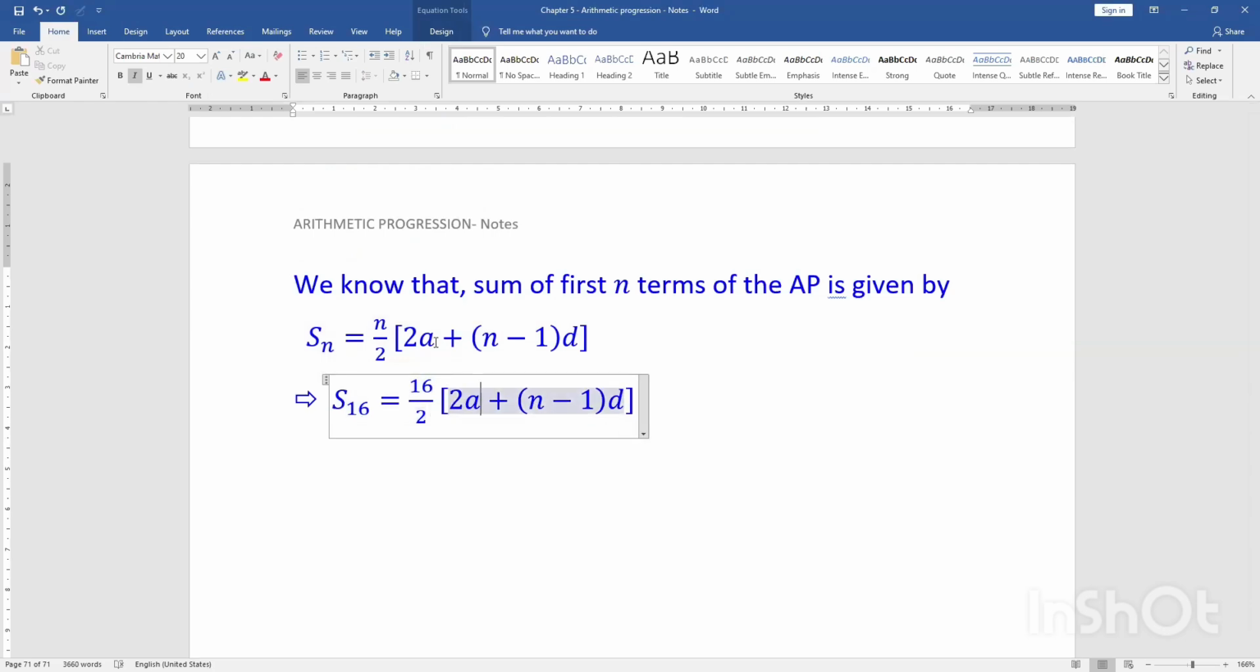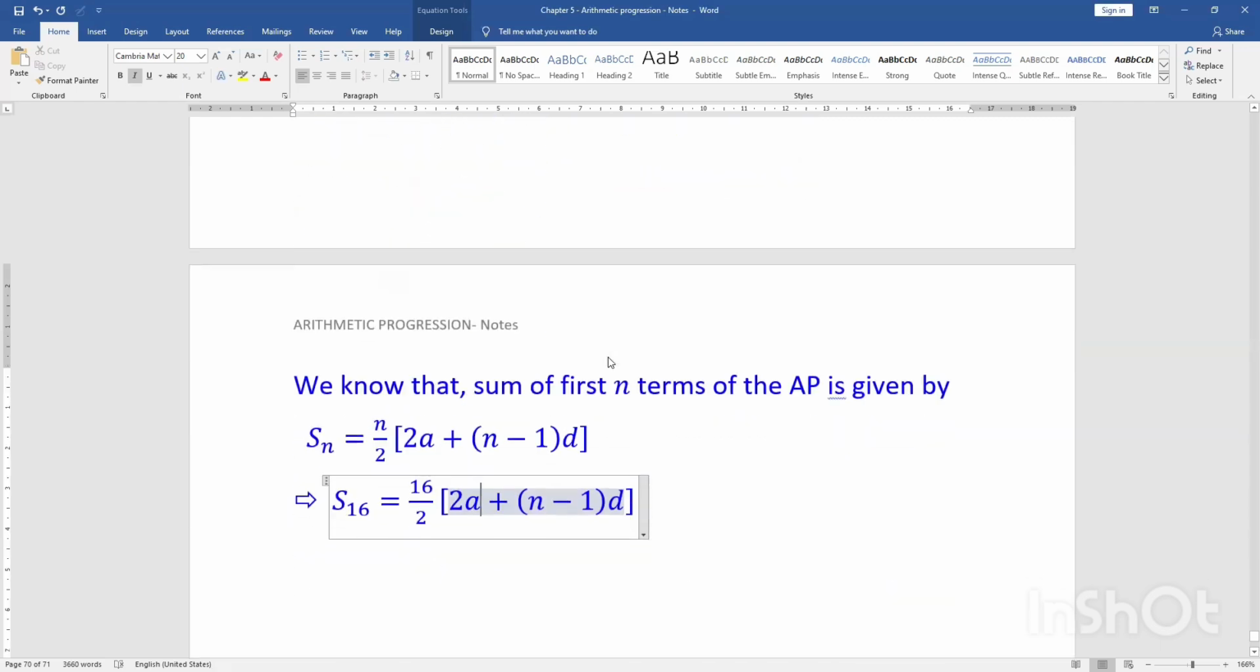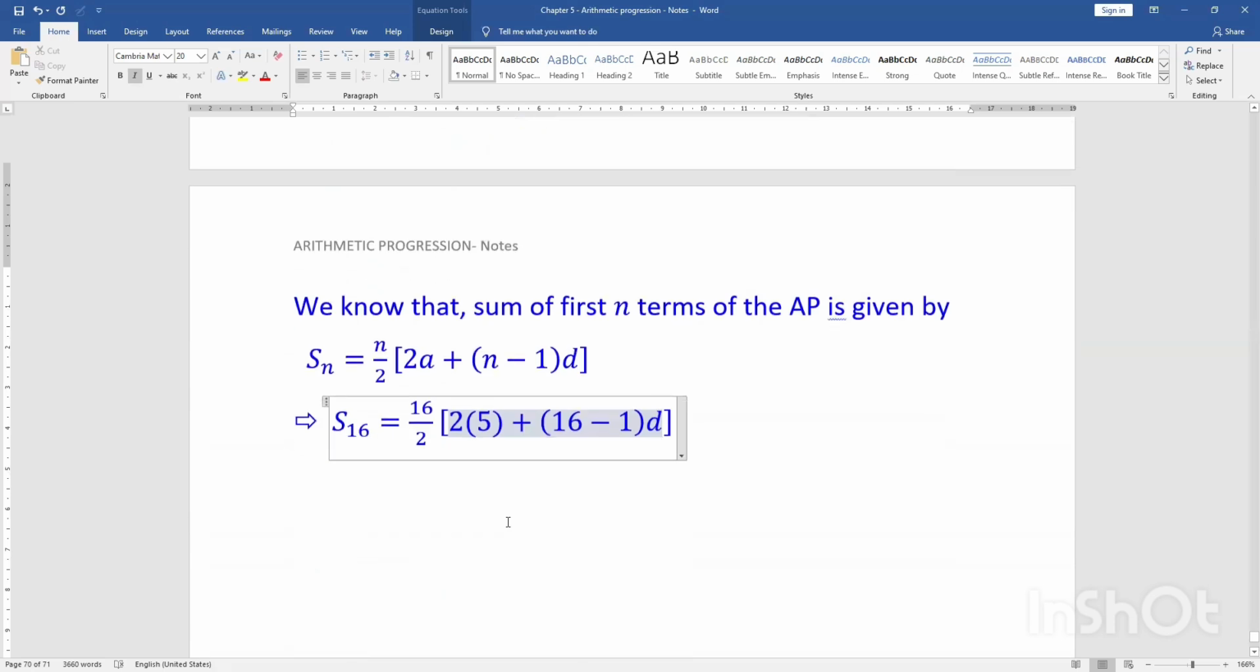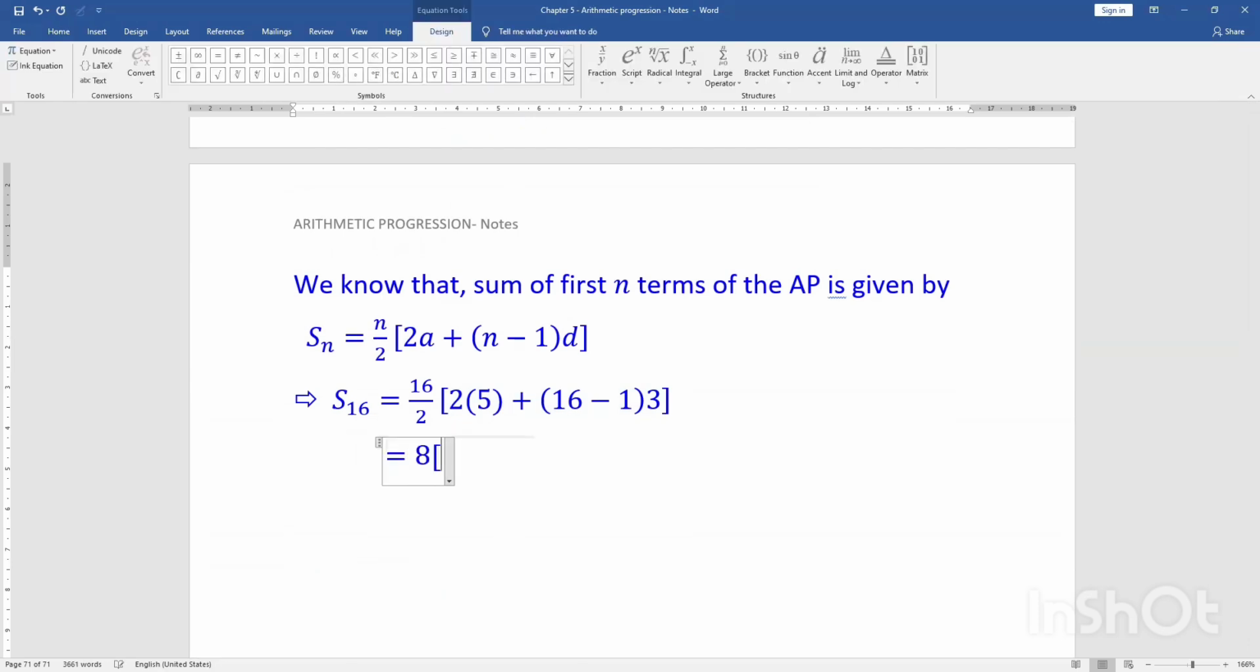And what is a value? A value is 5, and then n value is 16 minus 1 into d value. What is d value? It is 3. So d value is 3. Now 16 by 2 is how much? 16 by 2 is 8. So equals 8 into (10 plus 15 into 3), since a is 5 and 16 minus 1 is 15. So let me write it 15 into 3.